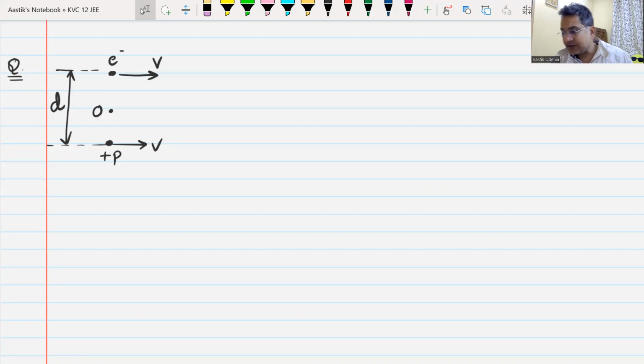A proton and an electron. You know the charge of an electron. You can take the charge of an electron as E. An electron and a proton are moving with velocity v. There is a point O, center point. The distance between the two is d. What is the magnetic field at point O?